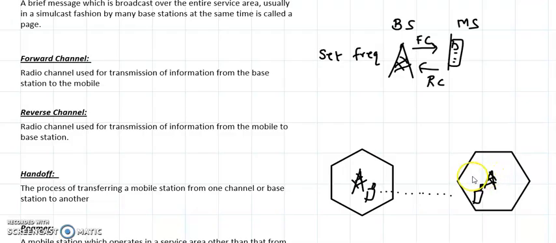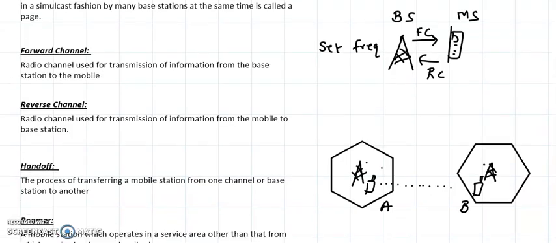Channel is what? Nothing but a set of frequencies. So whatever frequency this mobile station was talking with this base station will now be moved on to the frequency with this base station. The mobile station is the same. It has just moved from location A to location B. So this is my location A, this is my location B.